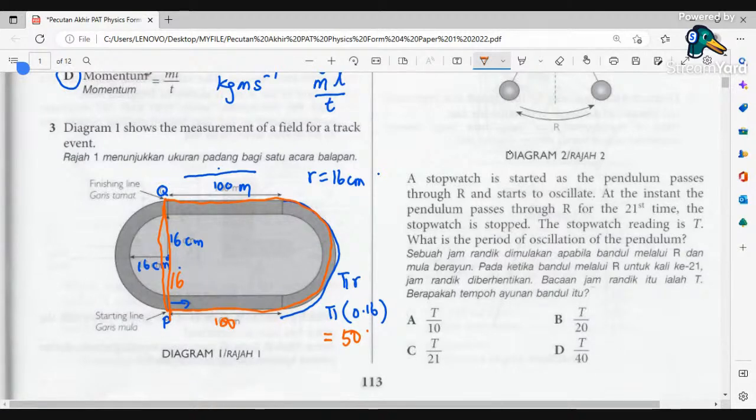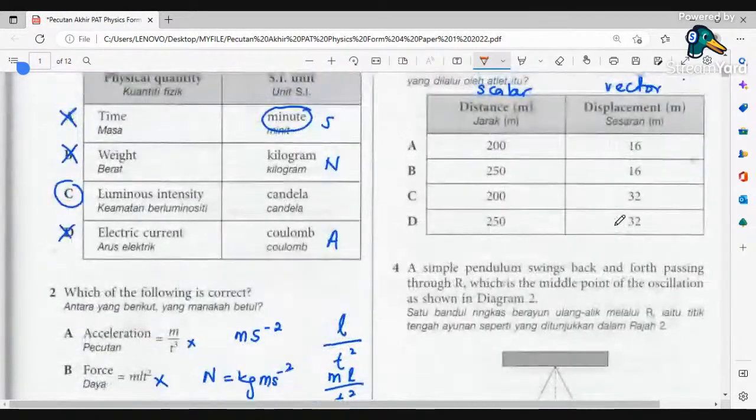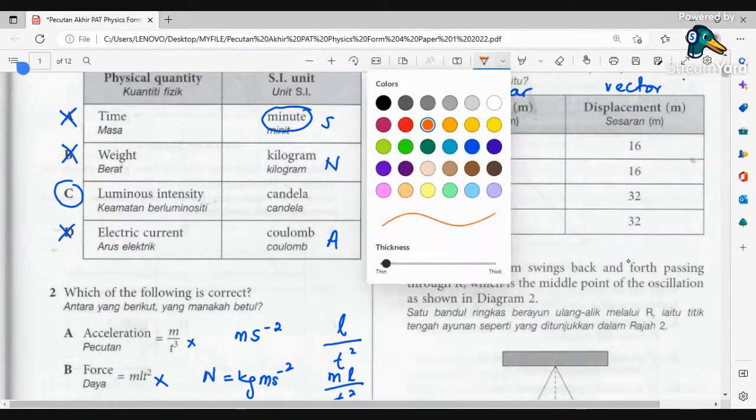Hanya lukis satu straight line, sambungkan initial and final point. So the total length PQ, 16 plus 16, equals 32 centimeter. So displacement is 32 centimeter. Distance travelled is 250. So we get the answer, D.